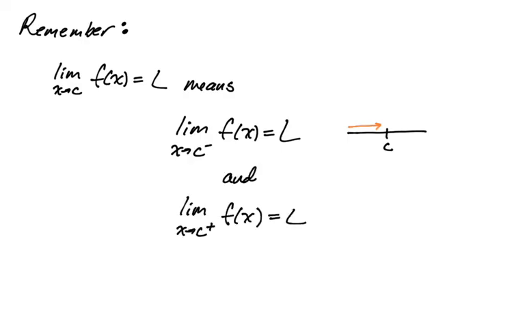So the limit as x approaches c from the right of f of x is equal to L, which means, on a number line, we would be approaching from the right. So I'm going to draw a lot of pictures that look like that as we go along. Let's see if we can do this.